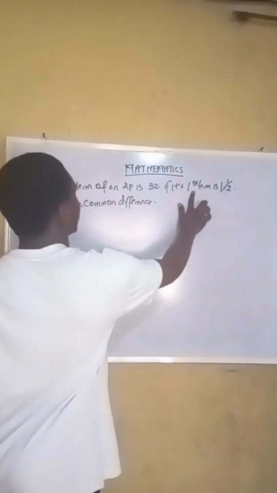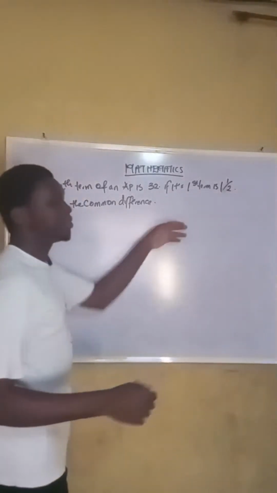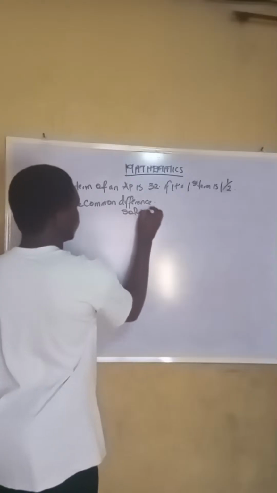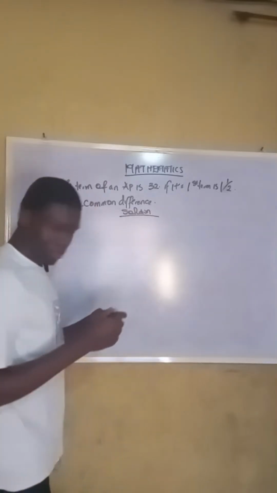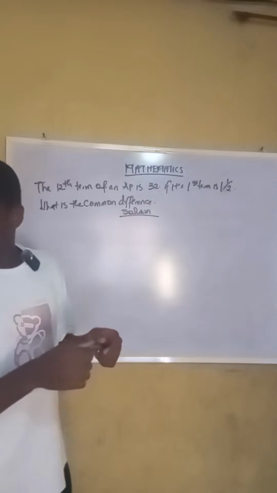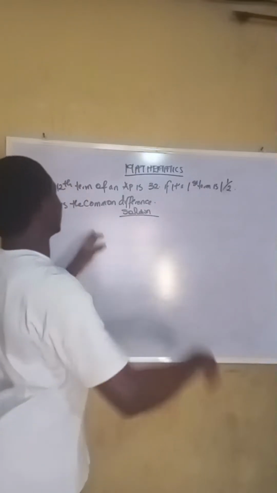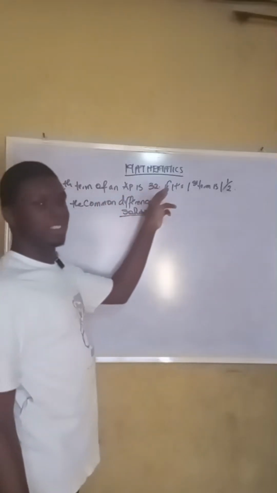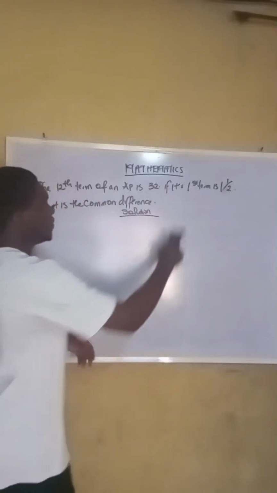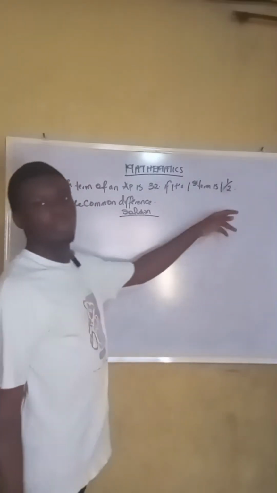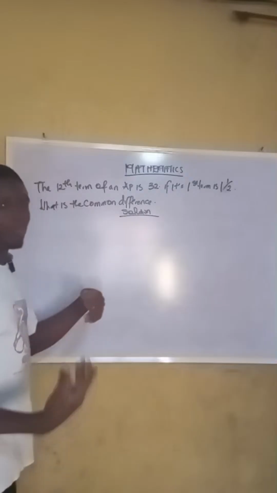Okay, so now we're going to be solving this problem without wasting our time. Solution. First of all, how do you solve this one on the board? They give us the 12th term to be 32, right? They give us the first term to be 3/2. What is the common difference?